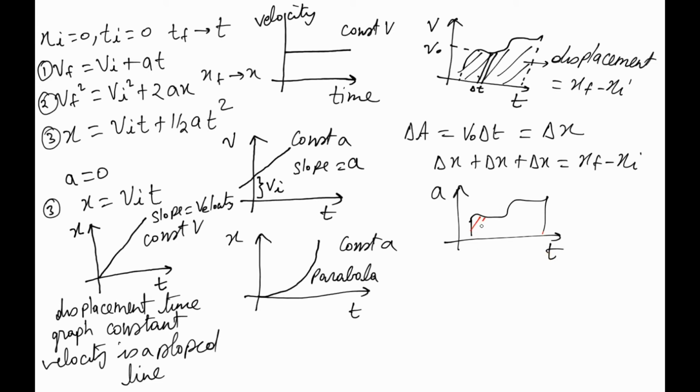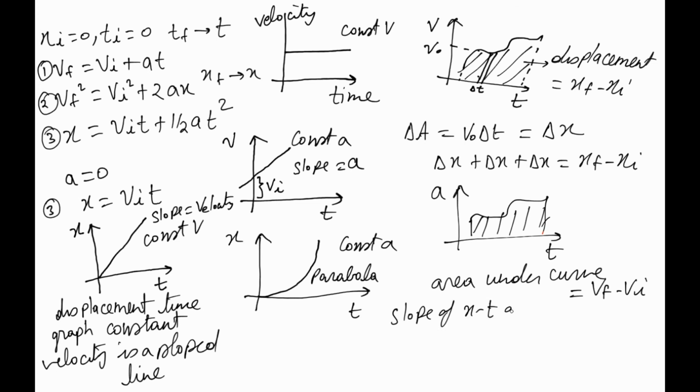then using the same logic, you will find out that the area under the curve is Vf minus Vi. So let's recapitulate. Slope of the xt graph is velocity. Slope of the vt graph is acceleration.